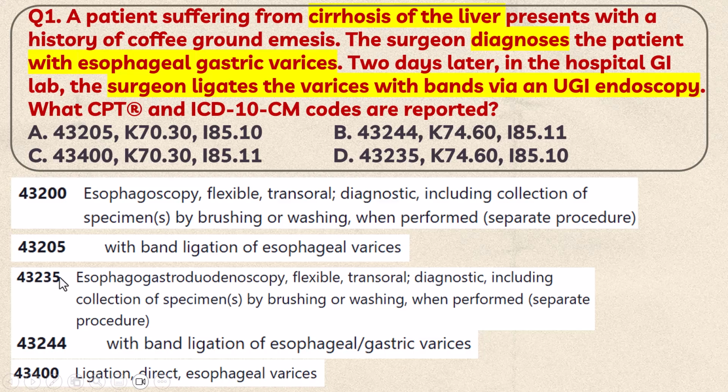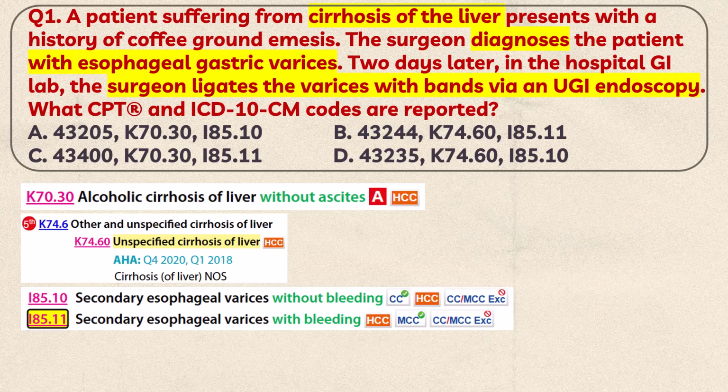And the previous code of that is esophagogastroduodenoscopy. So that is for the upper GI endoscopy, flexible transoral. So it includes both the esophageal and gastric varices. So the correct CPT code will be 43,244. So when you look at the answers, only one code, that is answer B, has that code. So you can directly go for that answer, but you have to confirm ICD-10-CM to be 100% sure the answer is correct. So let's go to the ICD-10-CM code.